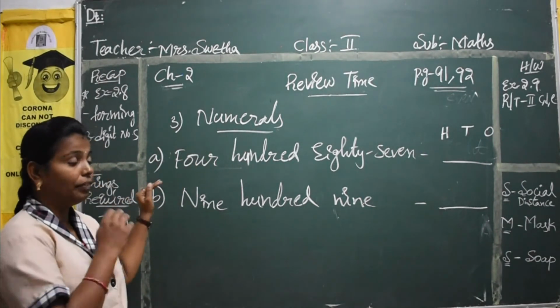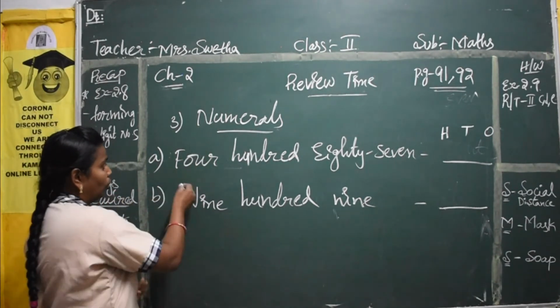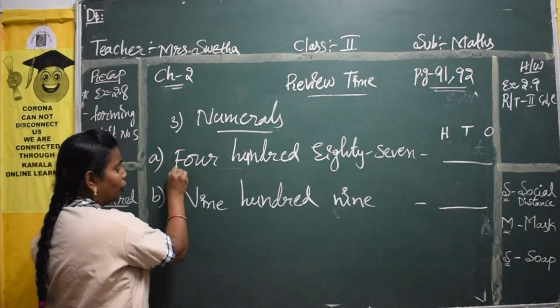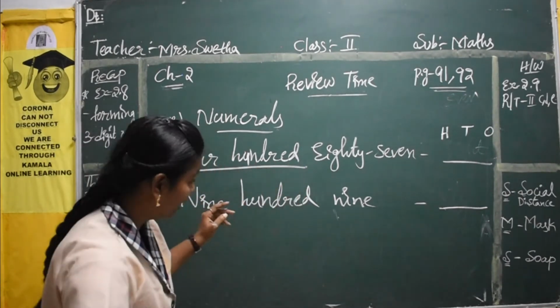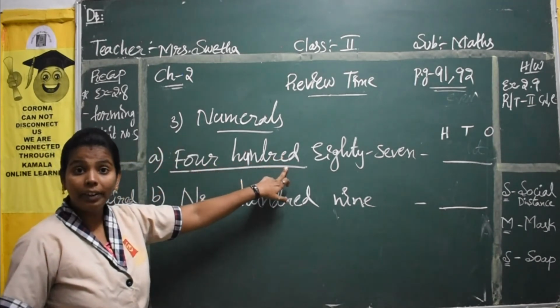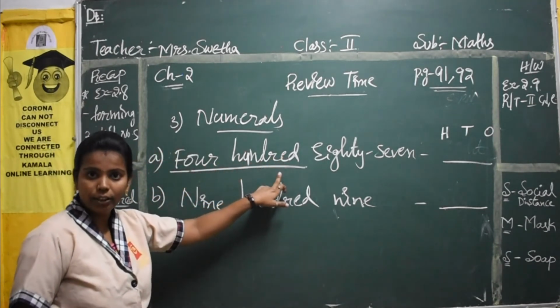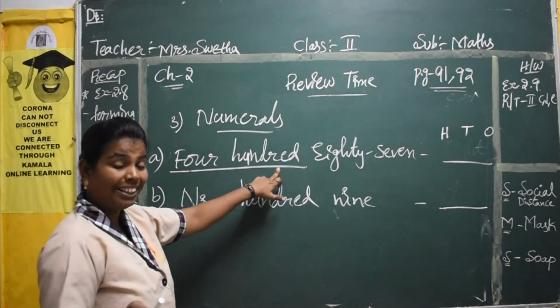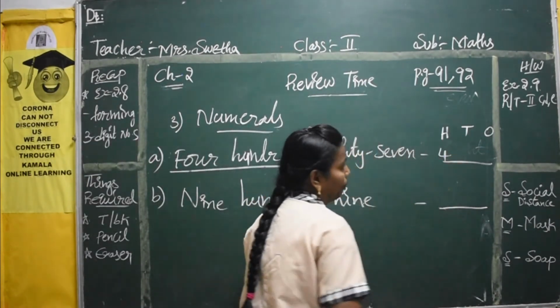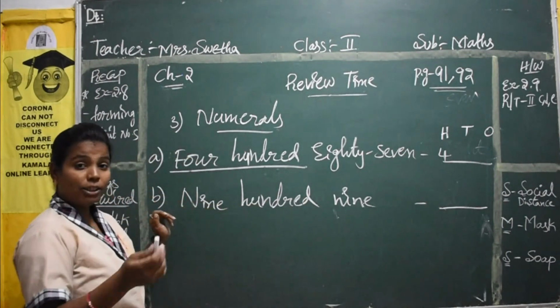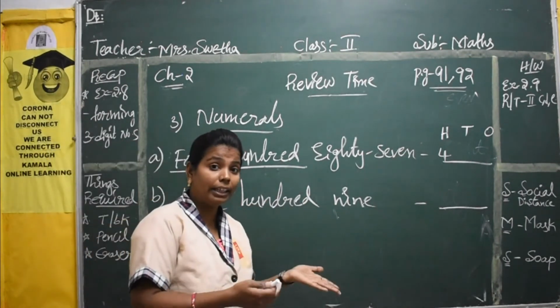So first we have to see the question now. What is the first number? 4. 4 is there in which place? 4 is there in the 100 place. See, 400. So 400 means 4 is there in which place? It is there in the 100 place. So in the 100 place you have to write the number 4. Okay. Next you see how we will write the next one.